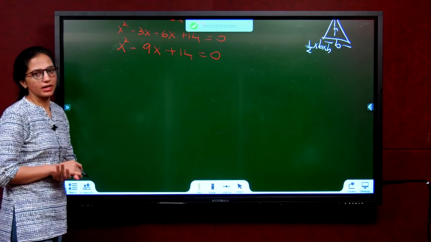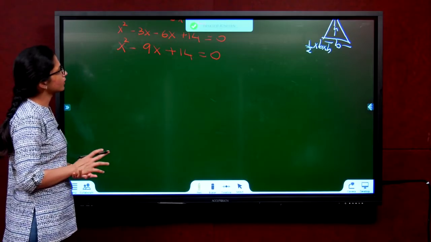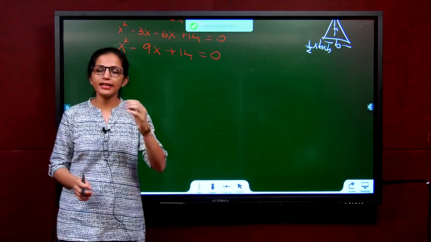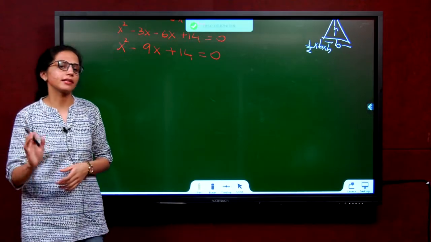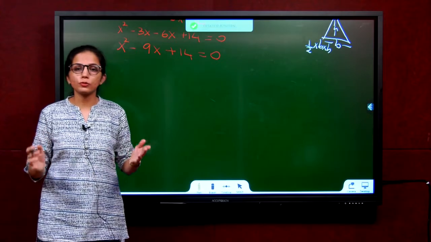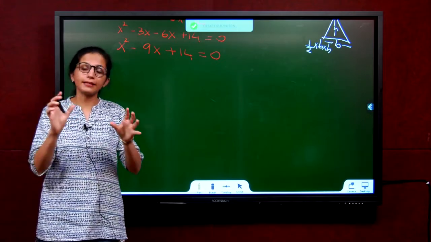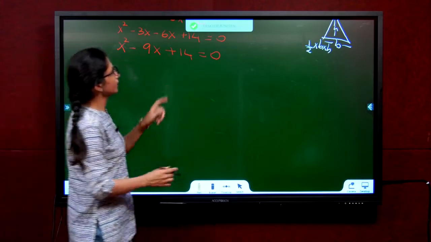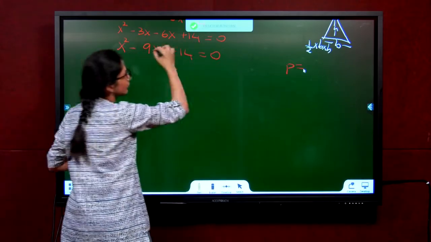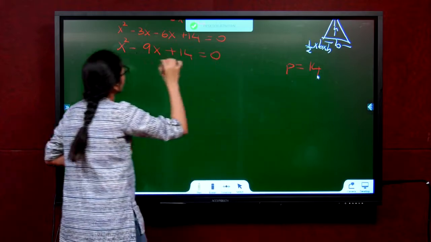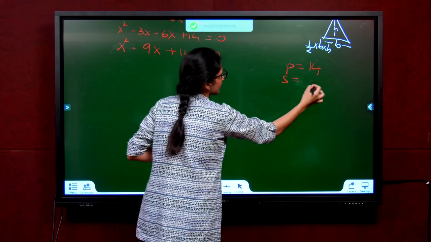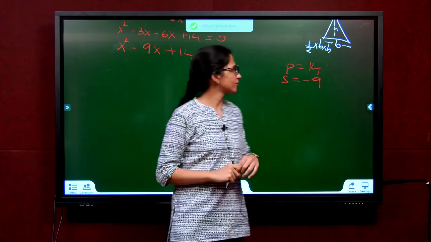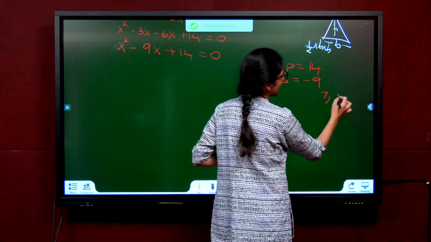I will be using quadratic formula or factorization, whichever seems easier. If you can split the middle term very easily, factorization is the best. It is very short. If you don't know how to split it, if you are not getting the split, then please go for the formula technique. Here, the product is given as 1 into 14, 14. Sum is given as minus 9. As soon as I say 14, any student will tell me 7 twos are 14. So I will say this is 7 comma 2.